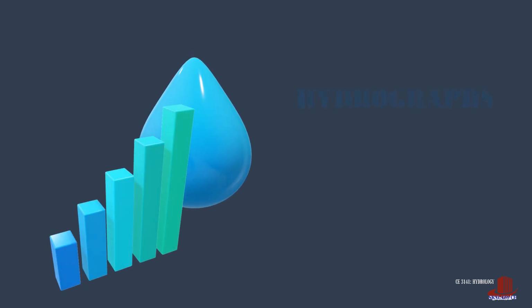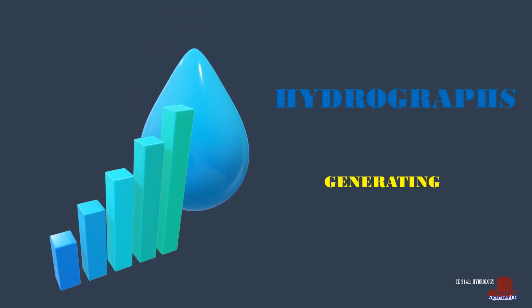A unit hydrograph is a direct runoff hydrograph resulting from one unit of constant intensity, uniform rainfall, occurring over the entire watershed. How do we generate a unit hydrograph from hydrological data? Learn it here in hydrology.